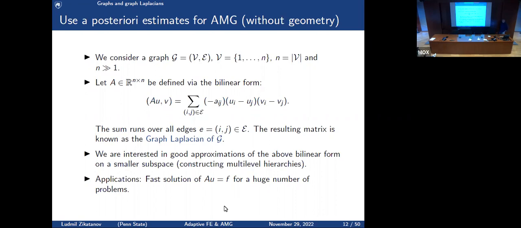Okay. So you have the connected graph, you have edges and vertices, and this is known as the graph Laplacian. We are interested in a fast solution of Au = f, where the graph does not necessarily come from a grid. And I'll show some examples.